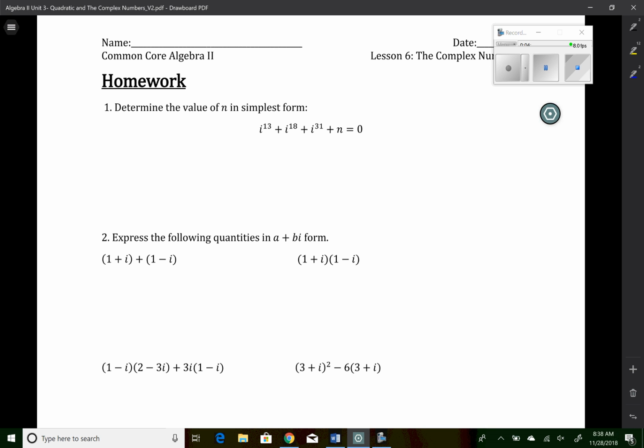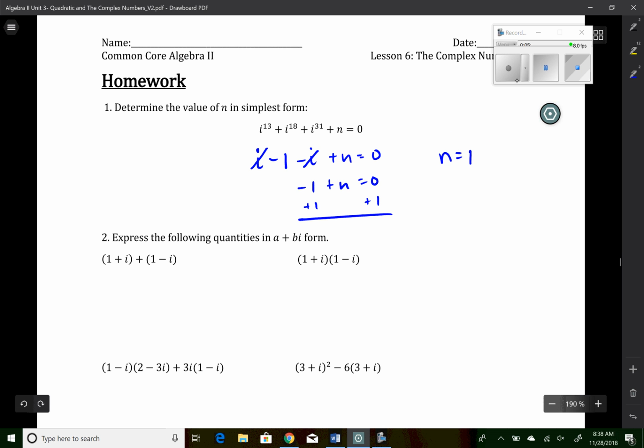So if you go to IPART, since these are larger exponents, you can change i to the 13th to just i. You could do i to the 18th is -1. And you could do i to the 31st as -i. Plus n equals 0. i and negative i cancel. So now I have negative 1 plus n equals 0. Add 1 to both sides, and I get n equals 1.